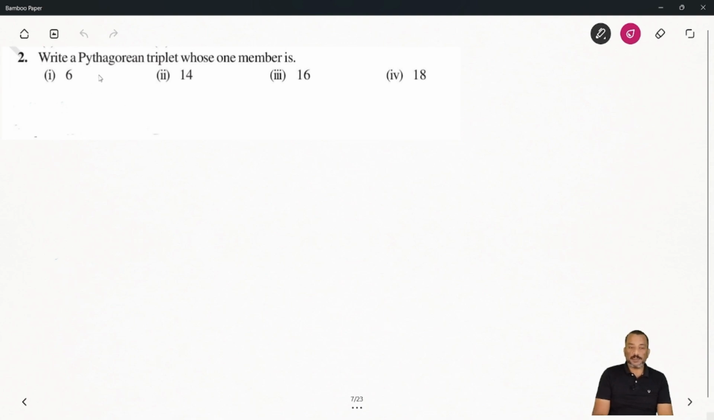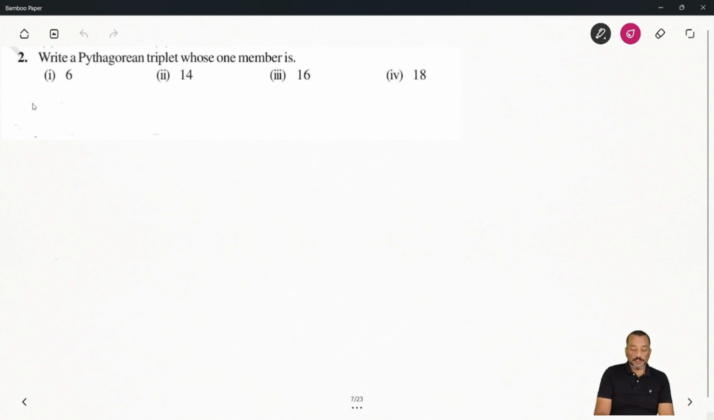It is saying write a Pythagorean triplet whose one member is given. So in this question, you have to write a Pythagoras triplet. Means Pythagoras triplet means 3 numbers, where one number should be the given number. Like if I say the first question, it is saying at least one number should be 6.